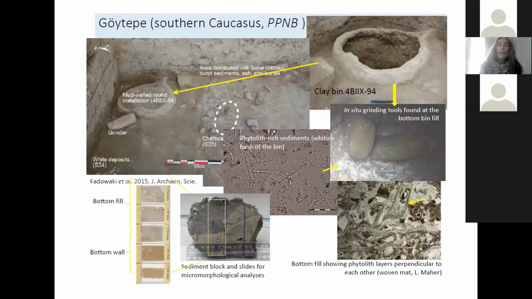And this is critical to investigate the micro context, to know where the phytoliths and the other remains are coming from, because without the micromorphology it would be impossible to see that there was this woven matting here. So that illustrates the importance of the micro contextual information.